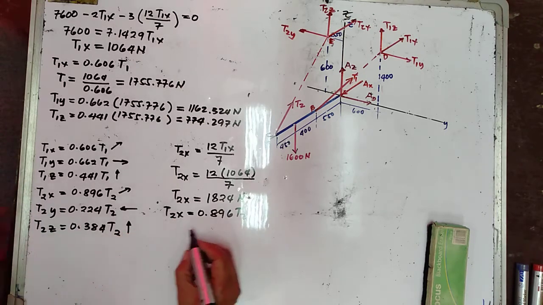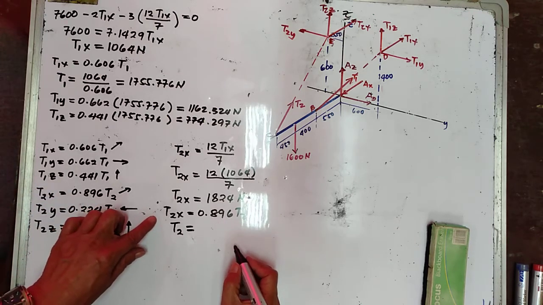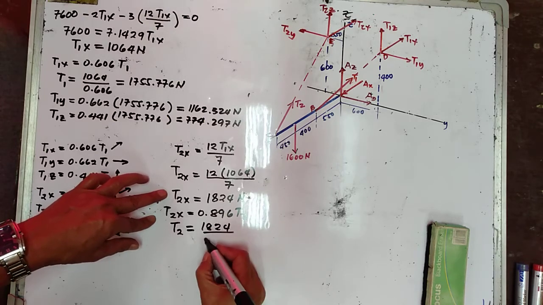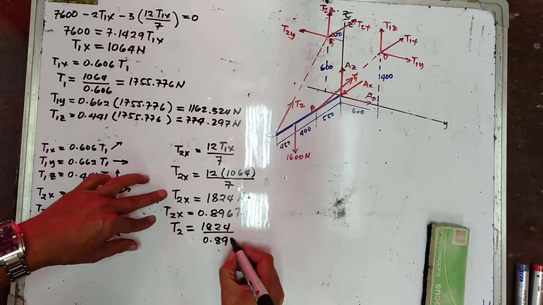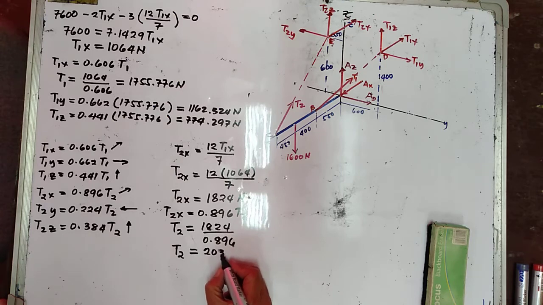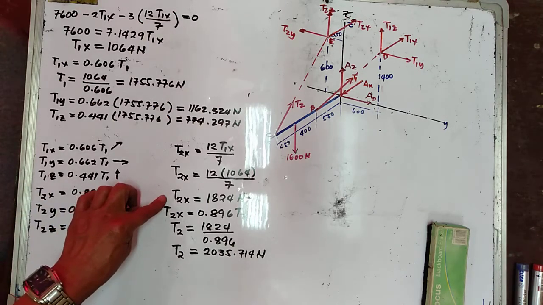So I'm just going to have now your T2 is now equal to T2x, and that is equal to 1824 all over 0.896. So your T2 is now equal to 2035.714. That is in newtons. Okay. So we have T2x.